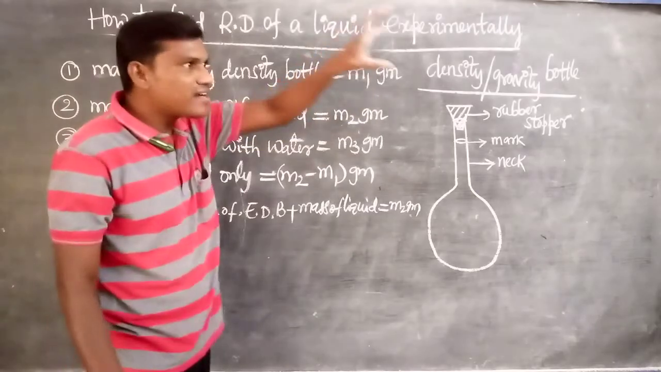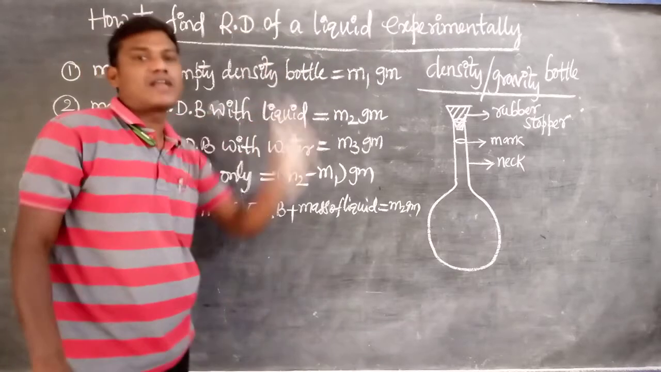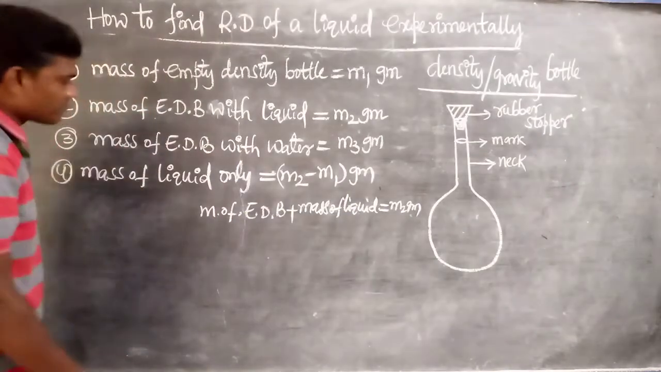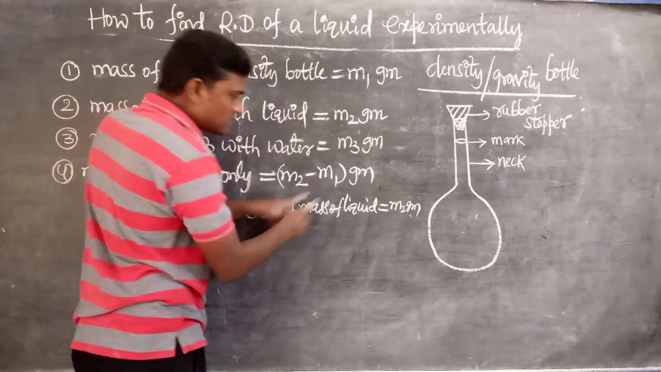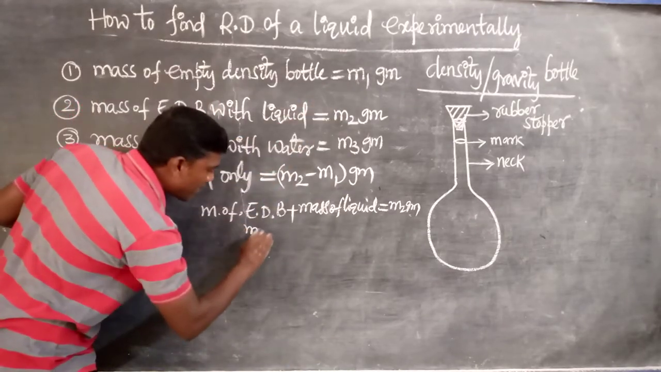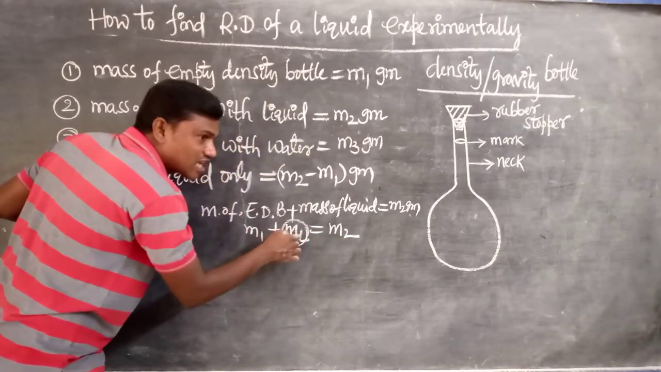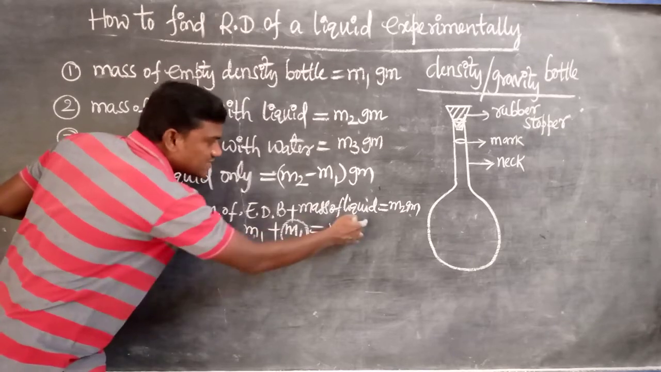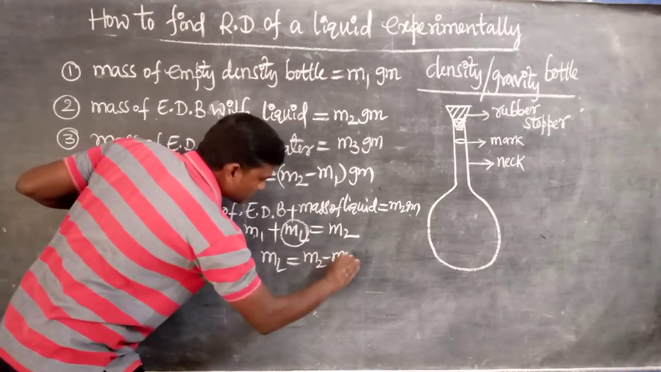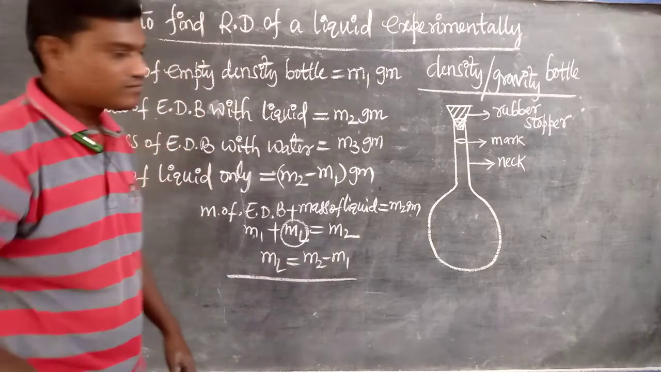So 1200 grams represents the mass of the vegetable oil and the mass of the bottle also. But only the mass of the vegetable oil is 1000 grams. In the same way, the mass of the empty bottle plus the mass of the liquid is totally m2. The mass of the empty bottle we consider as m1. So m1 plus mass of liquid is equal to m2. We want only the mass of the liquid, so m1 is transferred to that side, and plus m1 becomes minus. Mass of the liquid is equal to m2 minus m1.